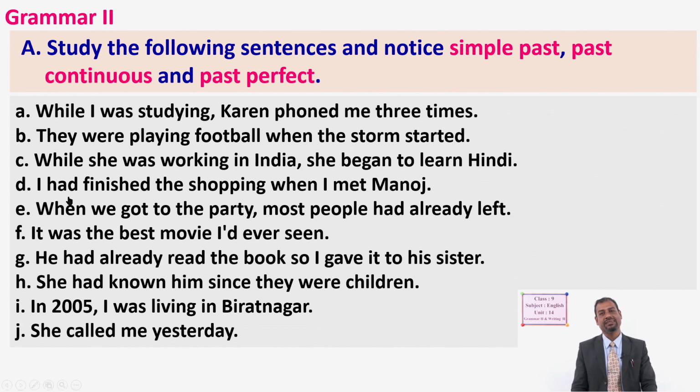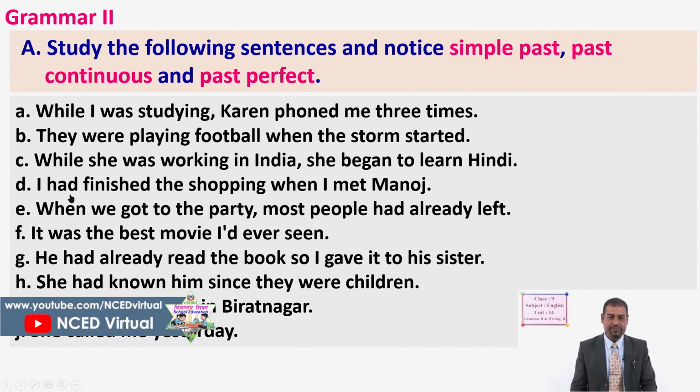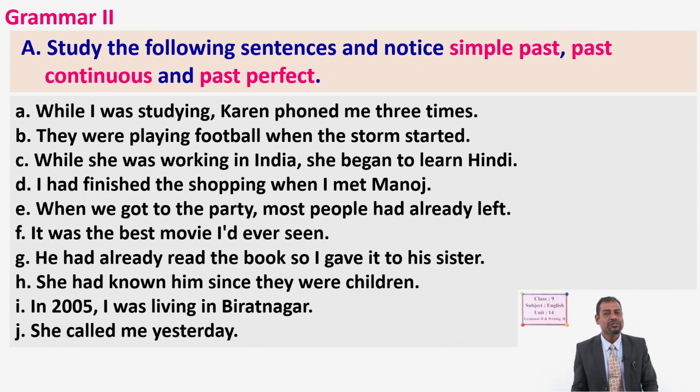Now next, D, you can see, I had finished the shopping when I met Manoj. Now which tense is used here? Aspect of past tense. Which one? Had finished. Had plus past participle. In local term, we say verb 3. So had finished. So which aspect is this? You are right. Past perfect. So for past perfect, we need had plus verb 3, past participle.